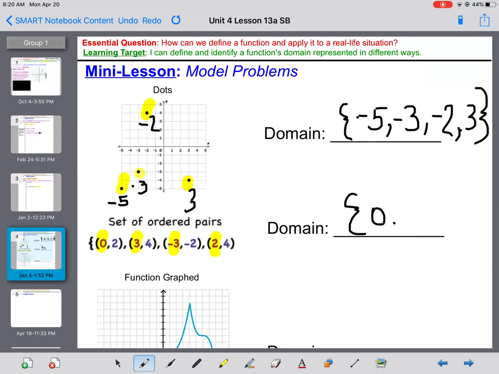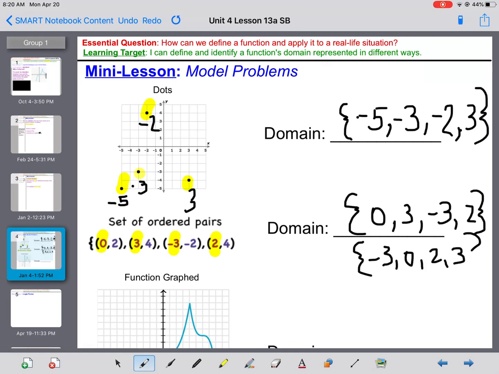So we have 0, we have 3, we have -3, and we have 2. Now again, you can organize them from least to greatest. So if you were to put -3, 0, 2, 3, that would be okay as well. As long as you just identify the x values. We do not care about the y values. We'll get to that another time. But the domain is specifically what are the x values of what is given. So far we've done dots, and so far we've also done ordered pairs.